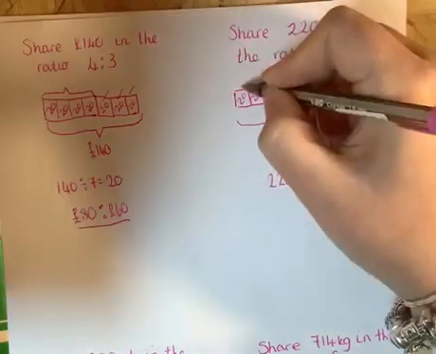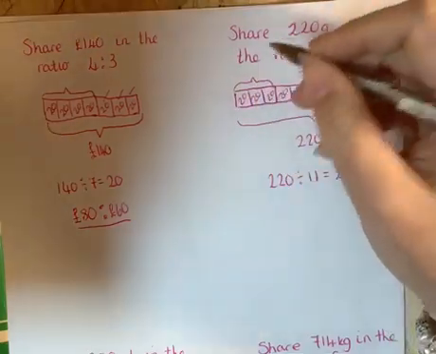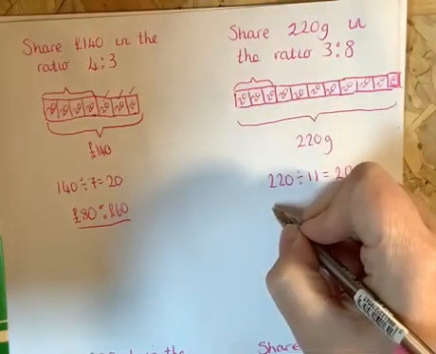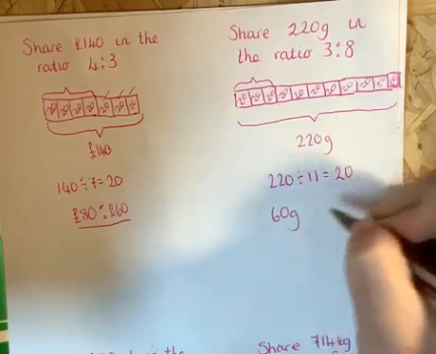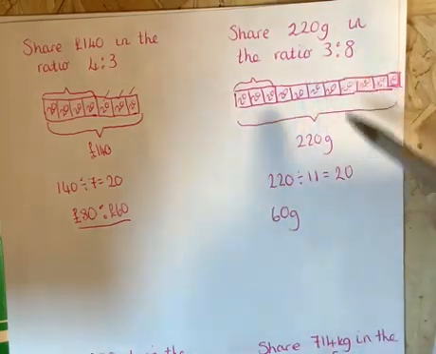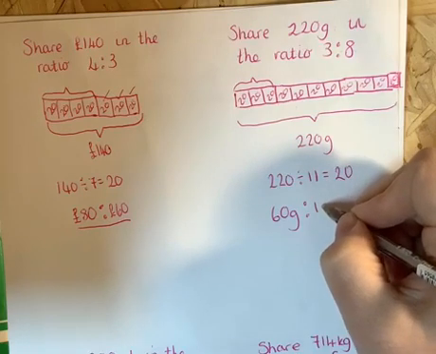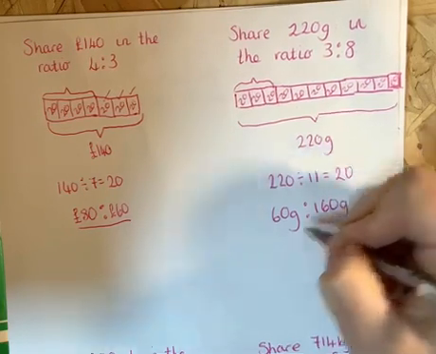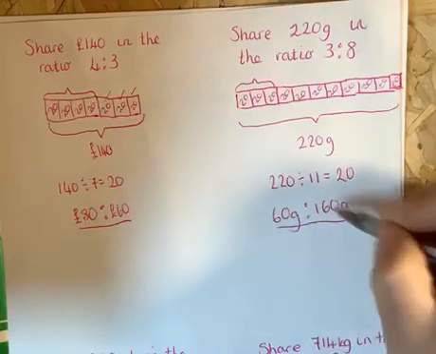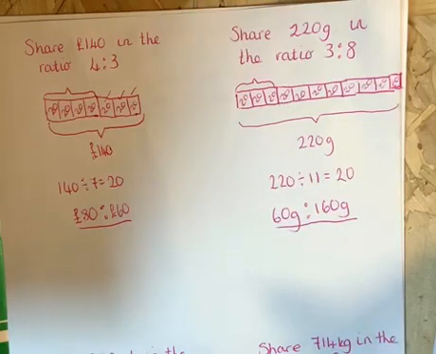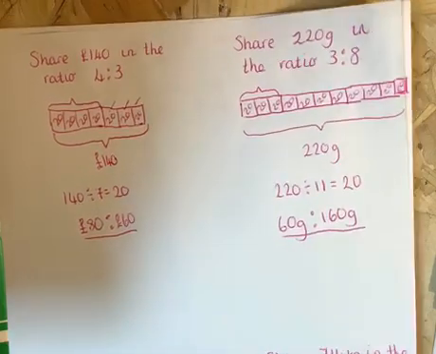So the first part has got 3. So 3 times 20 is 60 grams. And the second part has got 8, so 8 times 20 is 160 grams. And again, we can check that because 60 plus 160 is 220. Okay, what I'm going to do is move the paper up, show 2 questions. If you pause the video, have a go at those 2 questions, and then I will model them again when you're ready to press play.